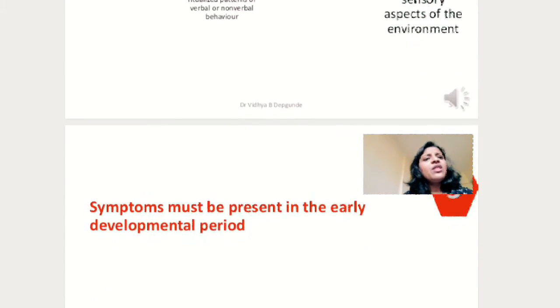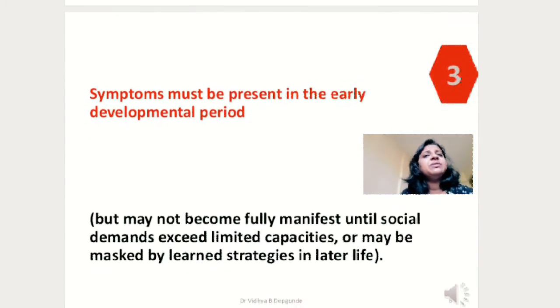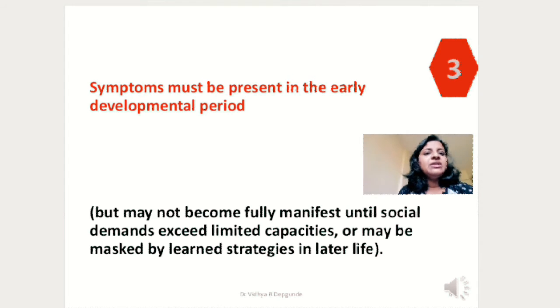The third is that symptoms must be present in the early period, like before the age of 3, or 2 years. The child should have these problems. Only then can you call that the person has autism.